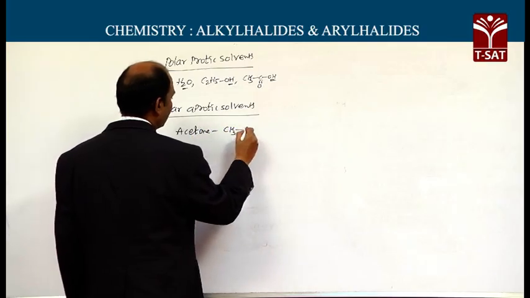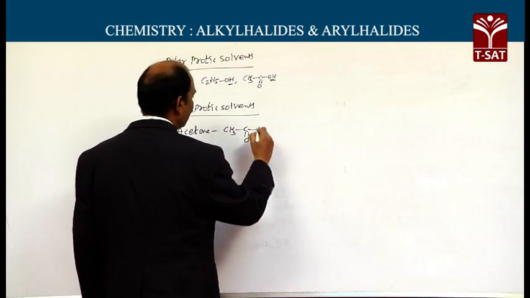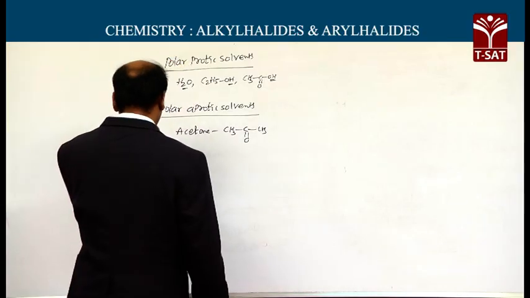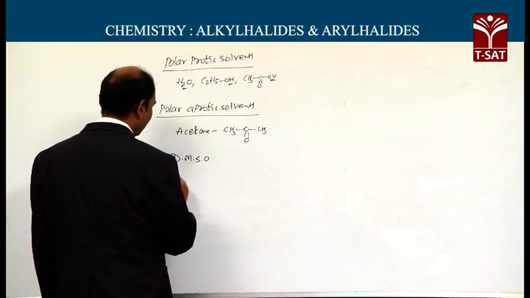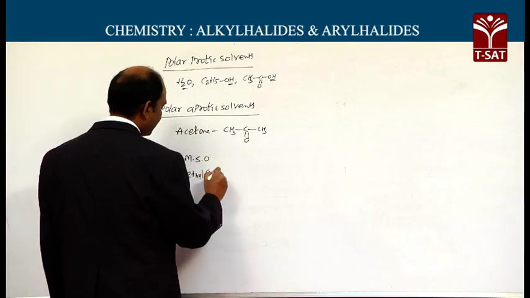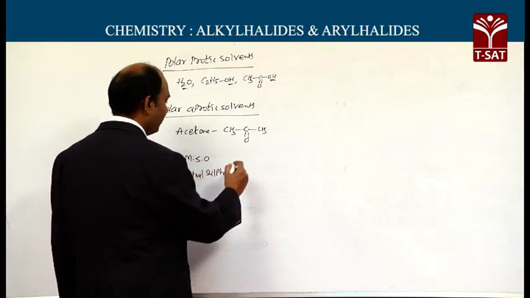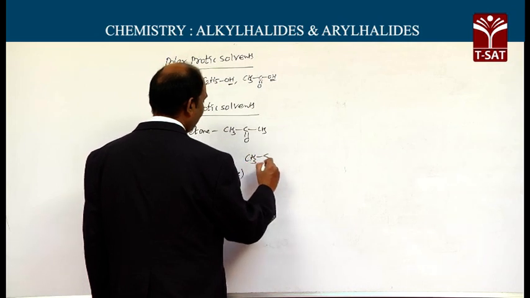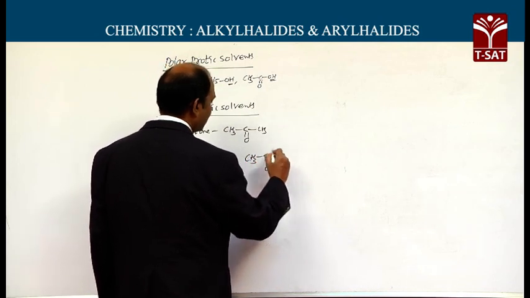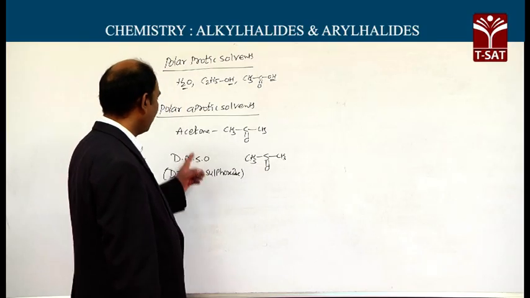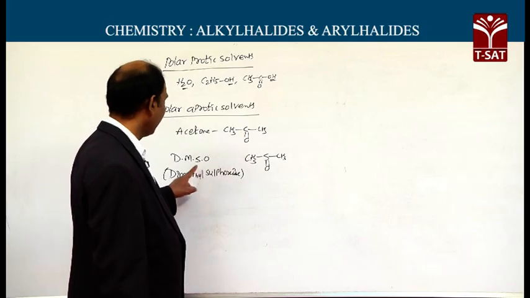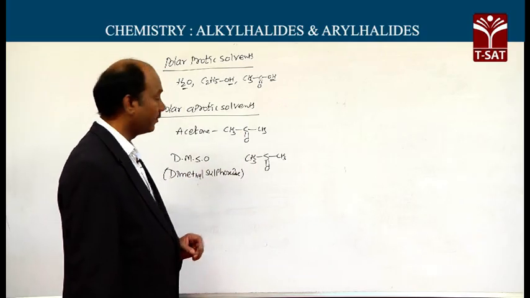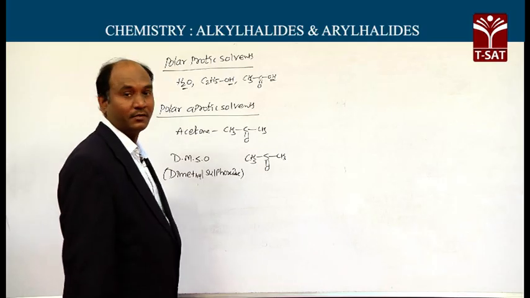Acetone is nothing but CH3 C double bond CH3. Similarly, DMSO is dimethyl sulfoxide, which is CH3 S double bond O CH3. The difference between acetone and DMSO is that in acetone, carbon is present, and in DMSO, sulfur is present.